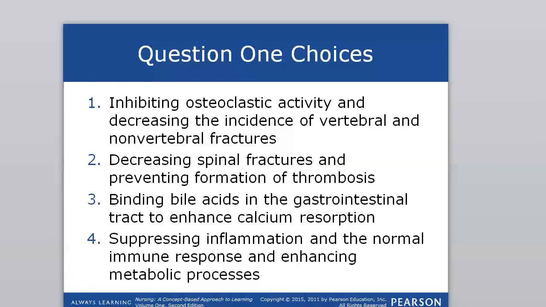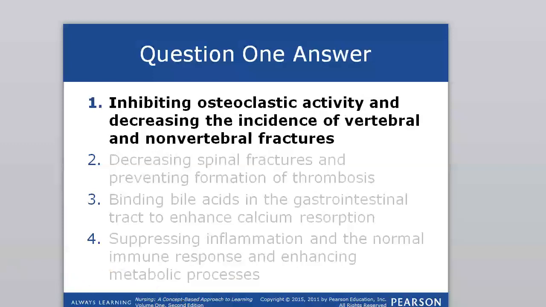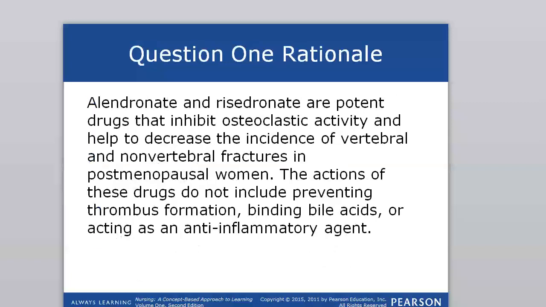Obviously, the answer to that is number 1. It inhibits osteoclastic activity and decreases the incidence of vertebral and non-vertebral fractures. And the rationale behind that is these two meds are potent drugs that inhibit osteoclastic activity and help to decrease the incidence of vertebral and non-vertebral fractures in postmenopausal women. The actions of these drugs do not include preventing thrombus formation, binding bile acids, or acting as an anti-inflammatory agent.